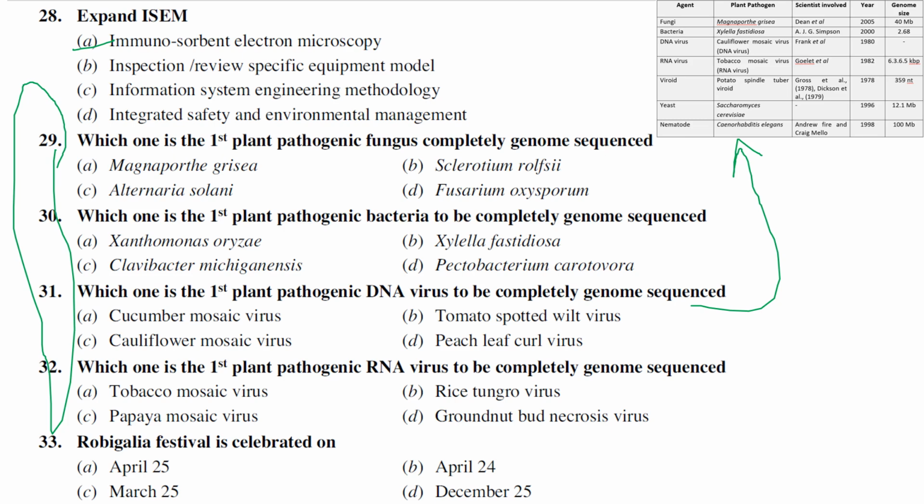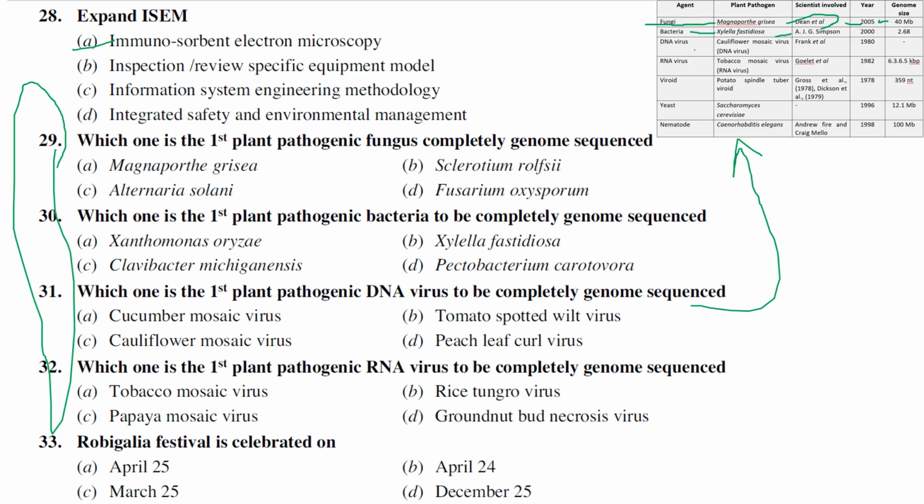So the first fungus to be completely genome sequenced is Magnaporthe grisea, sequenced by Dean et al. in 2005. I think I have also given the genome size, 40 MB. The first bacterium to be completely genome sequenced is Xylella fastidiosa, which causes Pierce's disease of grapevine, by A.J.G. Simpson 2000. The size is 2.68 MB.